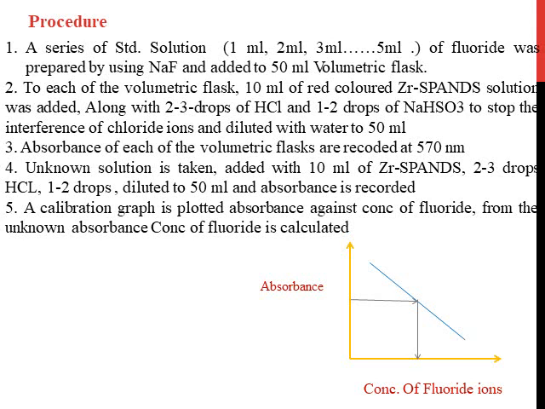Standard solution is prepared by adding 1 ml of sodium fluoride solution in one volumetric flask, 2 ml in the second volumetric flask, 3 ml, likewise up to 5 ml in 5 different volumetric flasks. All 5 volumetric flasks are added with a fixed quantity of 10 ml zirconium spandas reagent, 2 to 3 drops of concentrated HCl to make the water acidic, and 1 to 2 drops of sodium hydrogen sulphide to stop the interference of chloride ions.